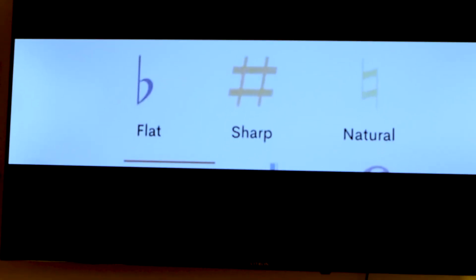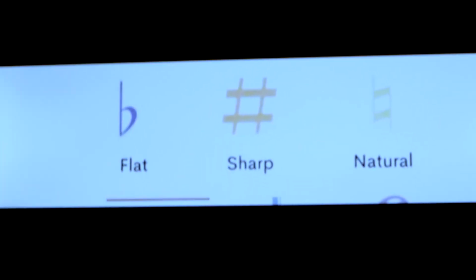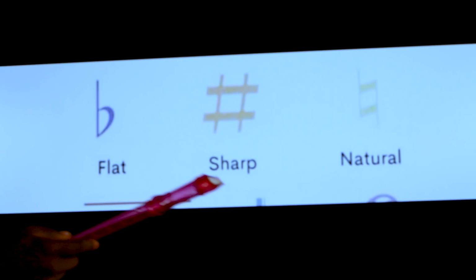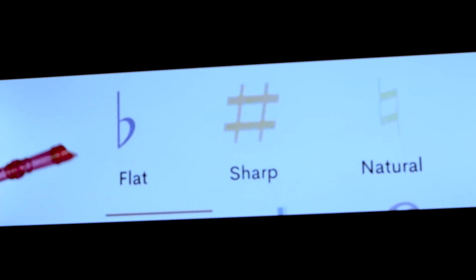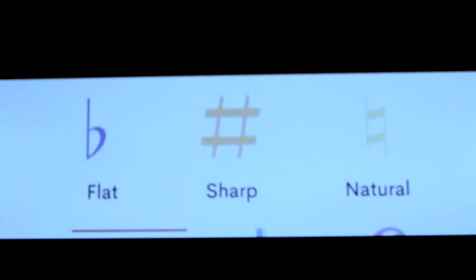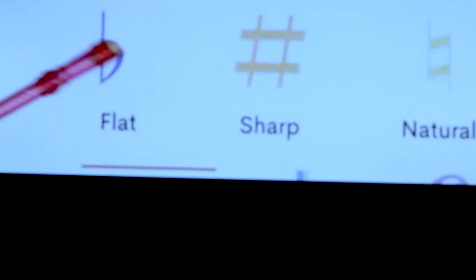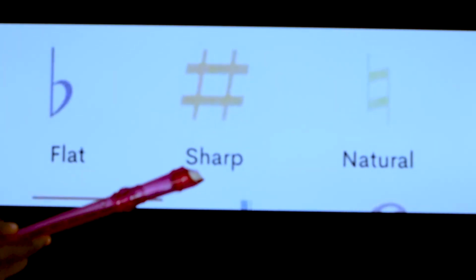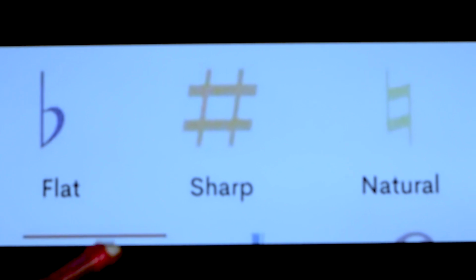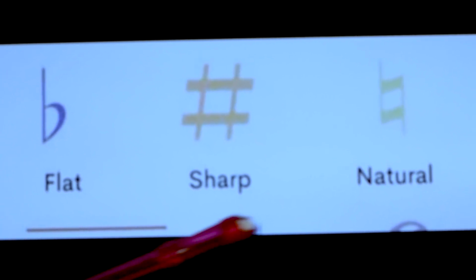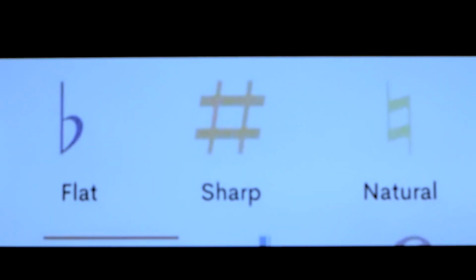Then on the next slide, we have accidentals. Remember when we talked about accidentals, we have a flat, a sharp, and a natural. Of course, we say a flat lowers the note by half the value of the note, so this one lowers the note. Then a sharp raises the note, also by half the value of the note. But this one now, the natural, its work is to eliminate these two, to return the note to normal.